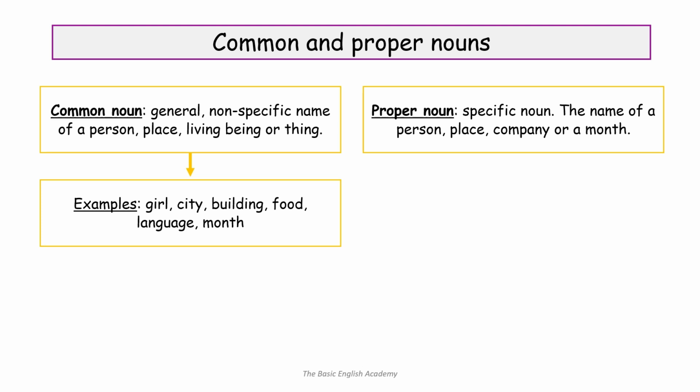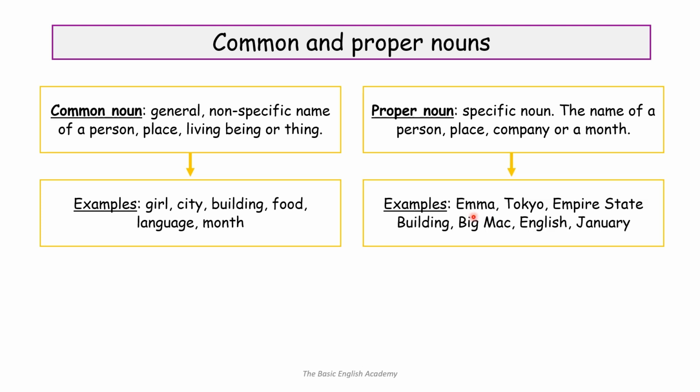These examples are Emma. Emma is a specific name of a girl. Tokyo is a specific name of a city. Empire State Building is a specific name of a building. Big Mac is a specific name of a type of food. English is a specific name of a language, and January is a specific name of a month. Look at how all these proper noun examples are capitalized. All these start with a capital letter.